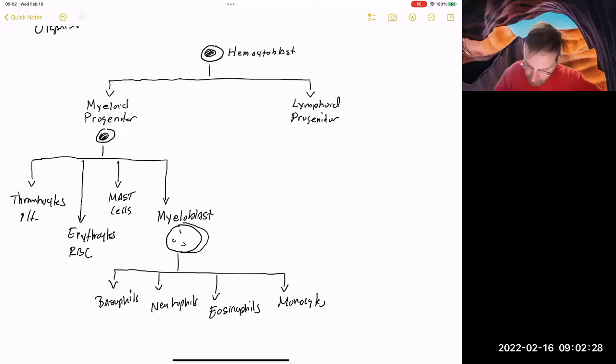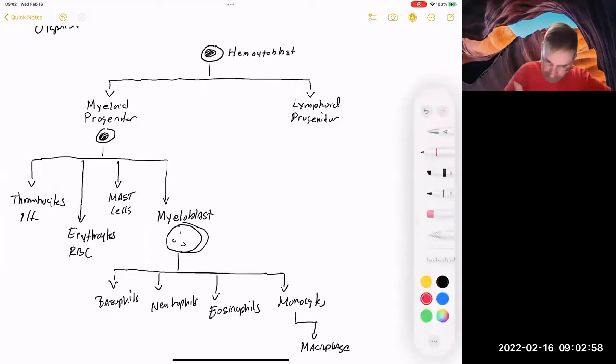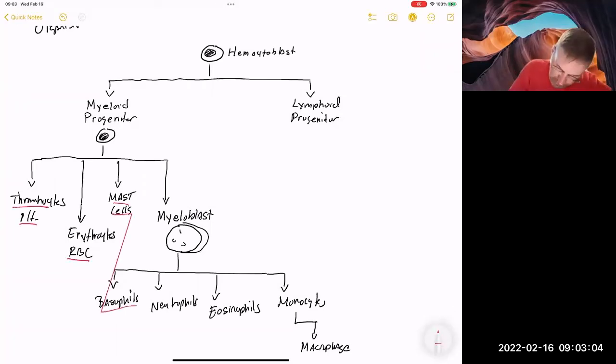For example, when monocytes leave the blood, which they can, they go into tissues, and they actually further differentiate into something called a macrophage. So a macrophage is just a differentiated or further matured monocyte, right? So those are all of the different cells that come out of the myeloid progenitor: your platelet, your red blood cell, your mast cells, your basophils, your neutrophils, your eosinophils, your monocytes, macrophage, all come out of the myeloblast.